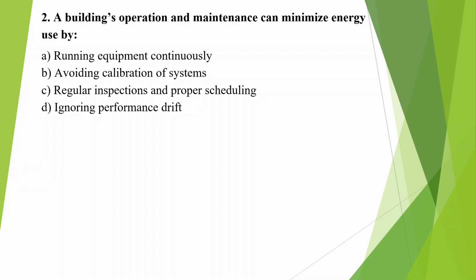So let's move to the second question. Question number 2: a building's operation and maintenance can minimize the energy used by what process? Either running the equipment continuously, avoiding the calibration of systems, regular inspections and proper scheduling, or ignoring performance drift. Out of the four options, try to choose the most appropriate answer for question number 2 of today's problem solving session of week 4 lecture 1, and give your answers in the chat box.